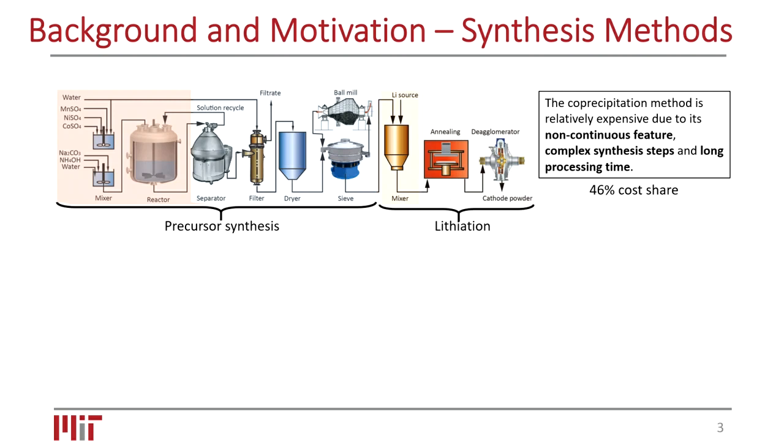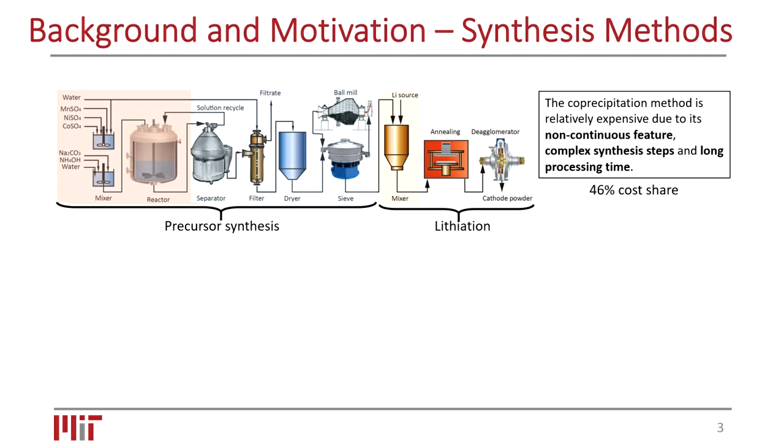The co-precipitation method has a lot of benefits, such as good control on the morphology, and it can also ensure a good homogeneity of different metal elements. However, it also has some drawbacks. For example, it's a non-continuous process and has relatively complex synthesis steps. And in each step, the processing time is relatively long. For example, in both steps, it takes about 10 to 20 hours to finish. This makes the manufacturing cost relatively high. Right now, about 46% of the cost is from the manufacturing.